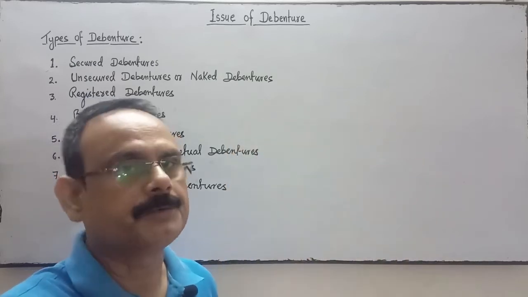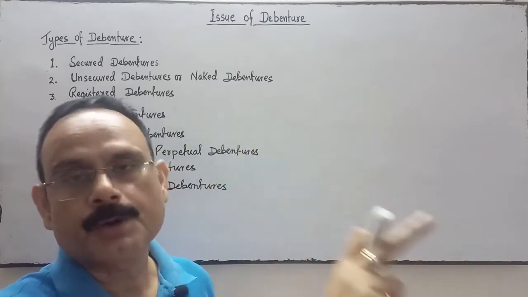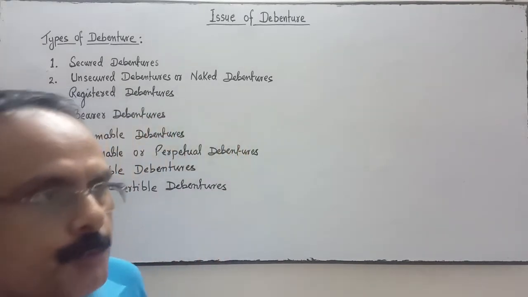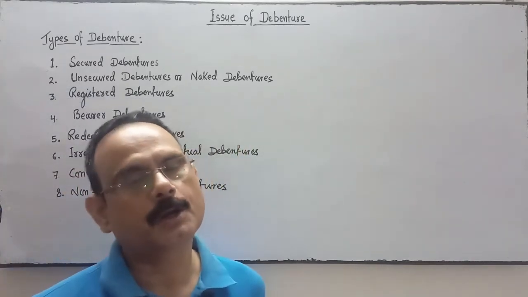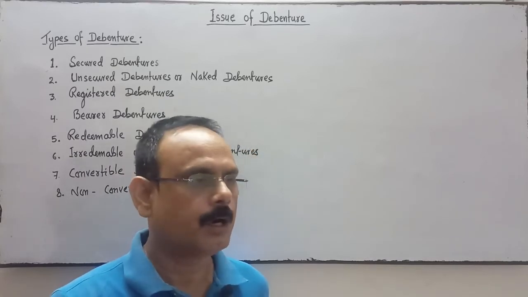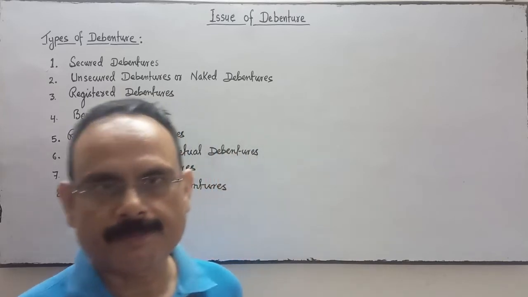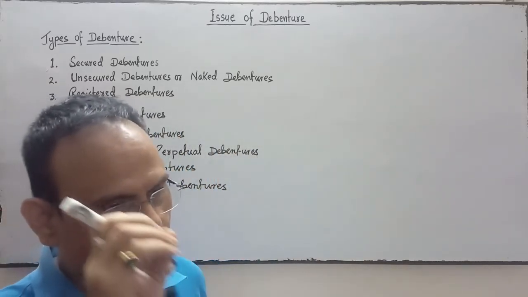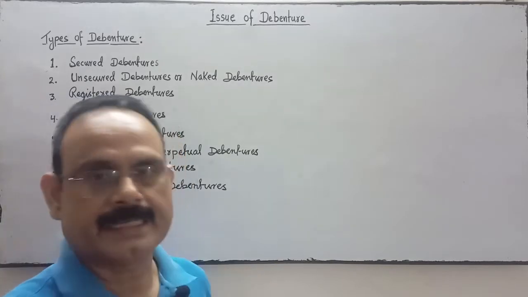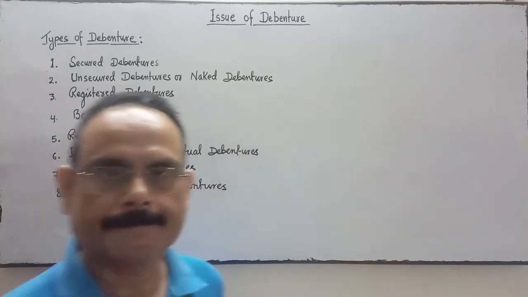Money will be refunded first because they are secured creditors, secured debentures. So if the company fails to pay the amount to the debenture holder on maturity, then the particular assets given as security at the time of issue of the debenture will be sold, and the money will be realized by the company from the sale of those assets.